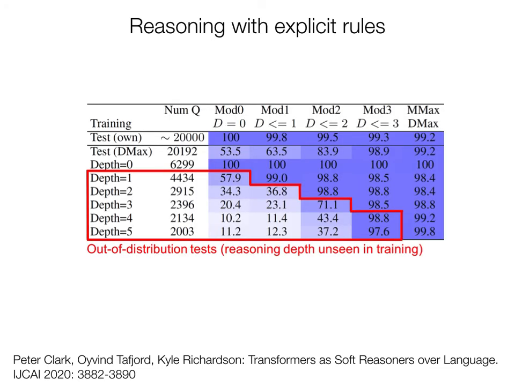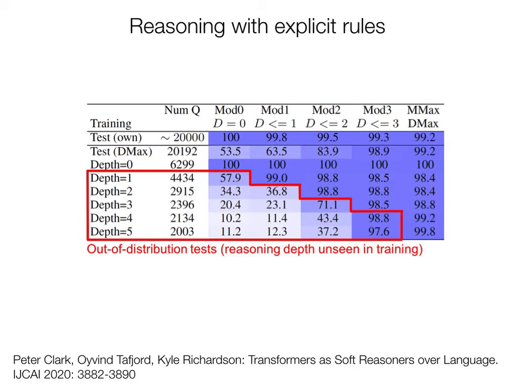Now, the results are summarized here in this table. What you can see in the different columns are models that have been fine-tuned on problems of varying difficulty. The first column, which has mod 0 in the heading, is a model that is trained only on fragments where the answer to the question is given as a fact, so the reasoning depth is 0. The next one, model 1, has seen during training examples where the answer has to be inferred using one inference step. So there's a fact and there's one rule that you have to apply to find the answer. And then similar for the other ones.